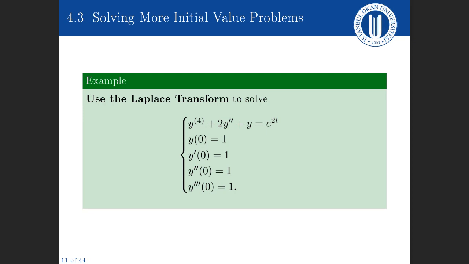Another example. Use the Laplace transform to solve. This time we have a 4th order differential equation. The 4th derivative of y plus 2y double prime plus y is equal to e to the power 2t with the initial conditions y of 0 is 1, y prime of 0 is 1, y double prime of 0 is 1, and y triple prime of 0 is 1.